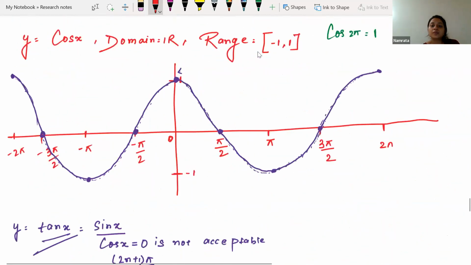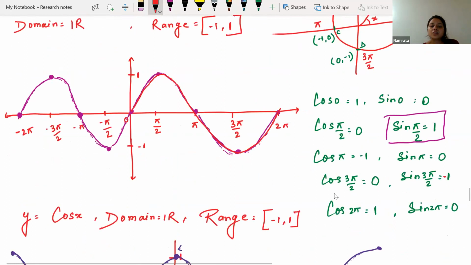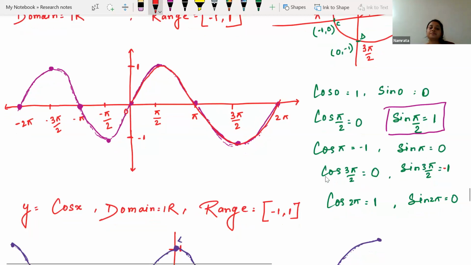Similarly, you can check it. Cos 3 pi by 2. Can you see? It's 0. Cos odd multiple of pi by 2 will always be 0. So it's 3 pi by 2, 5 pi by 2, 7 pi by 2. If in front of pi by 2, you are having an odd number, that for cos will give always 0. Okay.